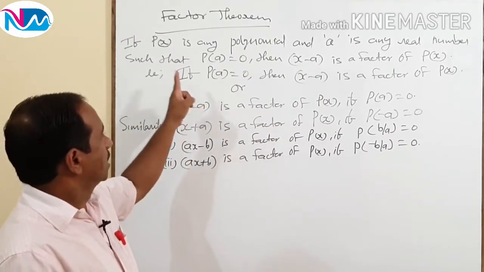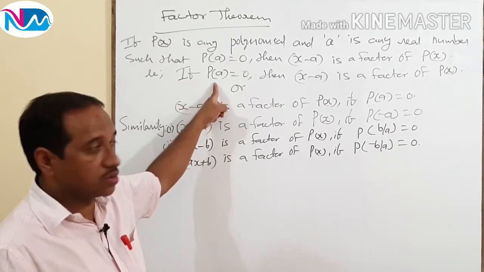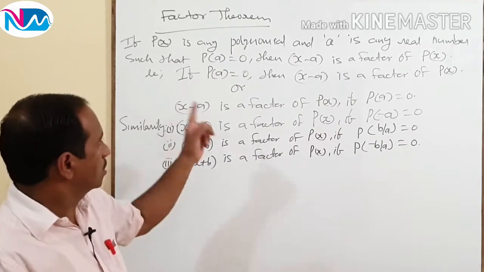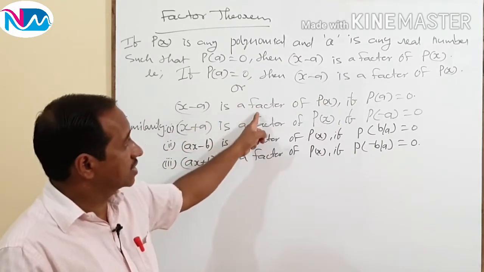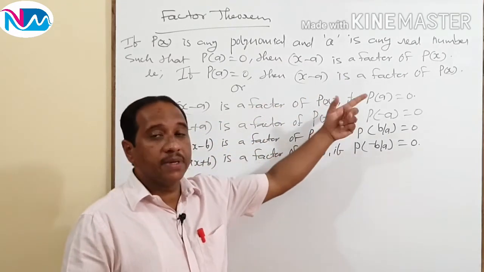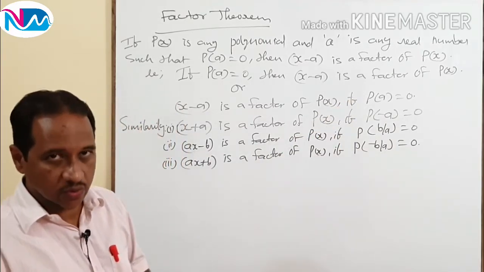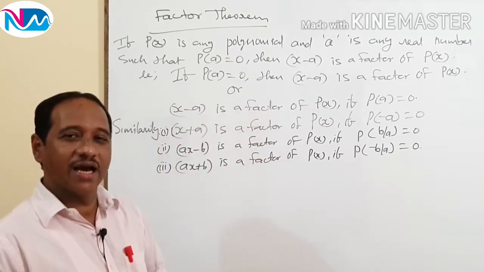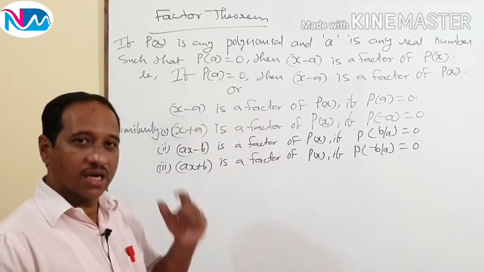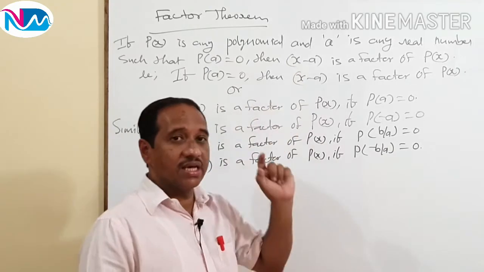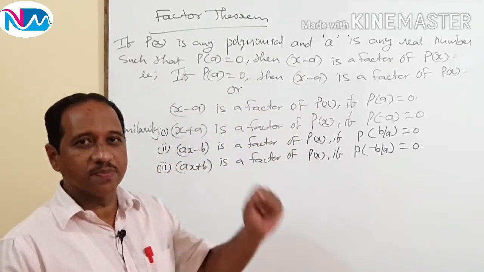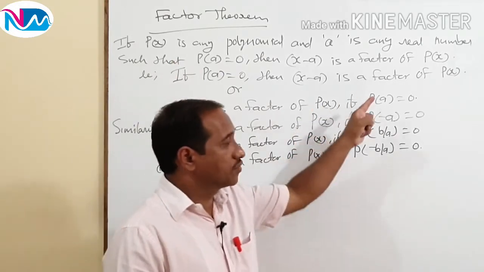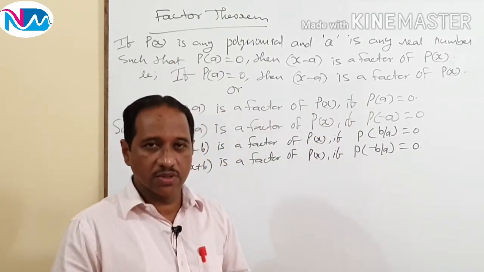That is, if p of a is equal to 0, then x minus a is a factor of p of x, or x minus a is a factor of p of x if p of a is equal to 0. Here, p of x is a polynomial of any degree and a is any real number. Now, x minus a is a linear polynomial and it becomes the factor of the polynomial p of x if p of a is equal to 0.